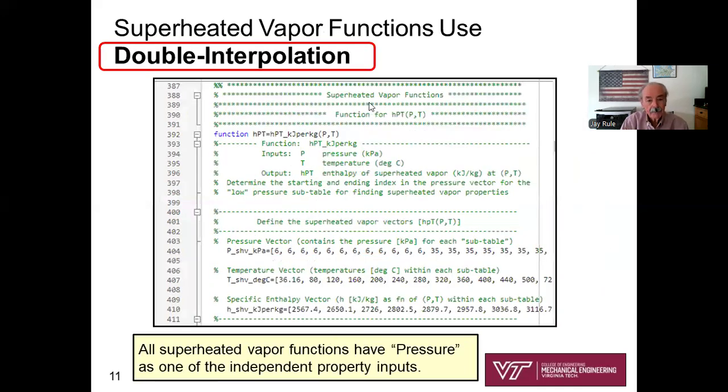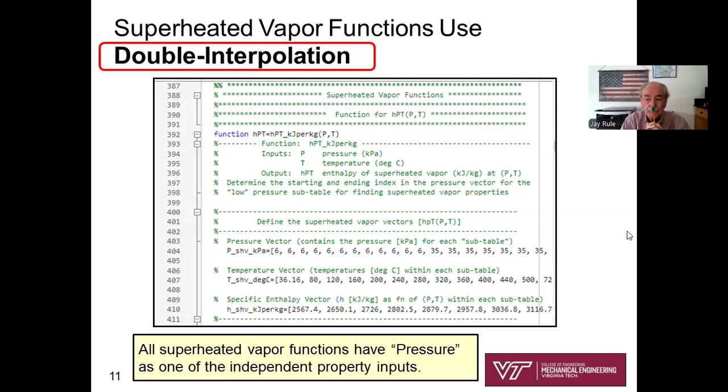Now, superheated vapor functions are much more complex. And I've had some previous experience doing that. I didn't just come up with this off the top of my head over a weekend. I've had a lot of experience doing double interpolation, both manually and also in Excel and in Fortran. And so I simply leveraged what I'd already done and put it into the MATLAB format.